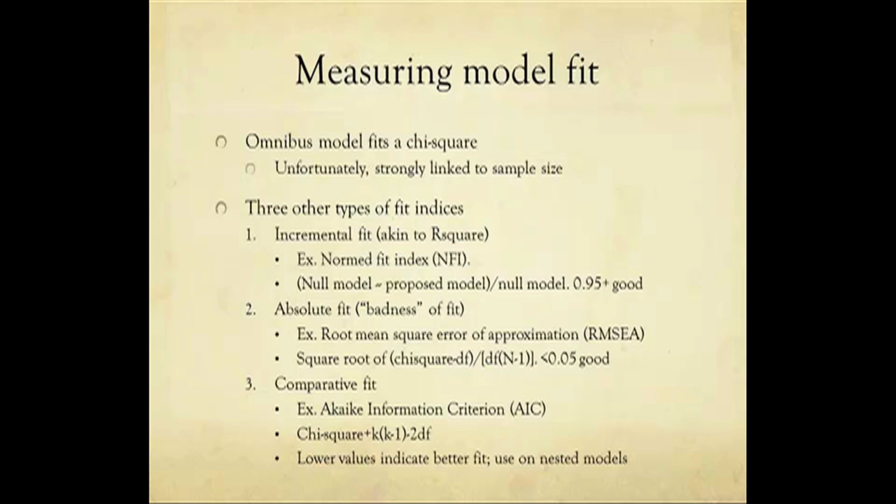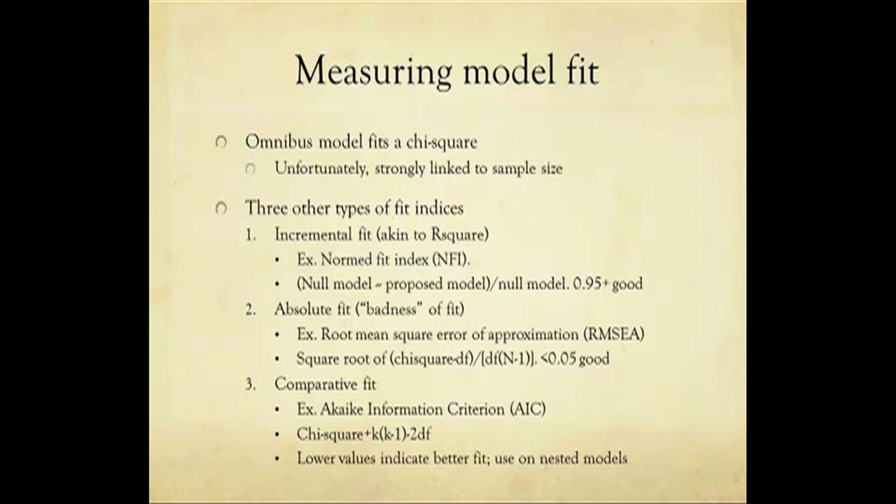The next type of fit indices I'm going to talk about is absolute fit, or the badness of fit. A really common example of this one is the RMSEA, or root mean square error of approximation. That's calculated by taking the square root of the chi-square of the proposed model minus degrees of freedom, divided by degrees of freedom times n minus 1. In this case, we want something really small. We're trying to minimize the amount of error within our model. So something less than 0.05 is typically considered a good fitting model. Again, there are plenty of other fit indices out there. I'm going to talk about SRMR here in a minute.